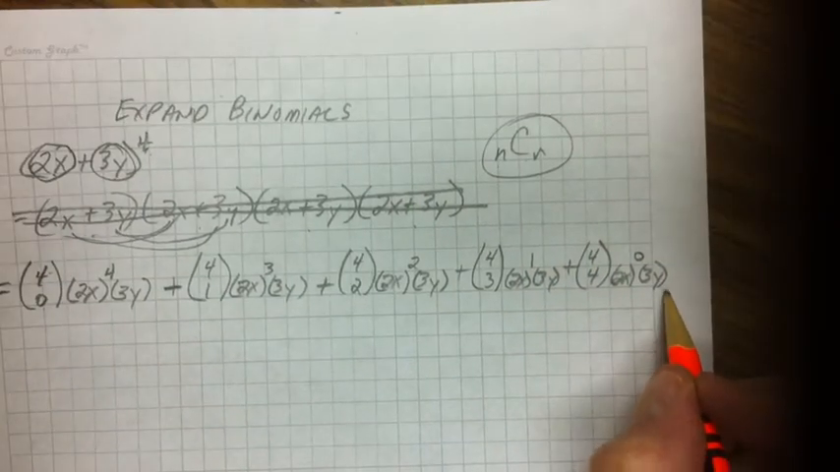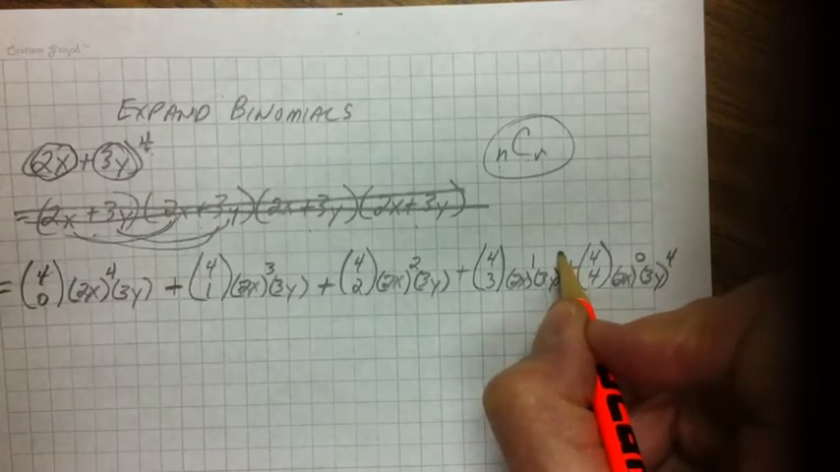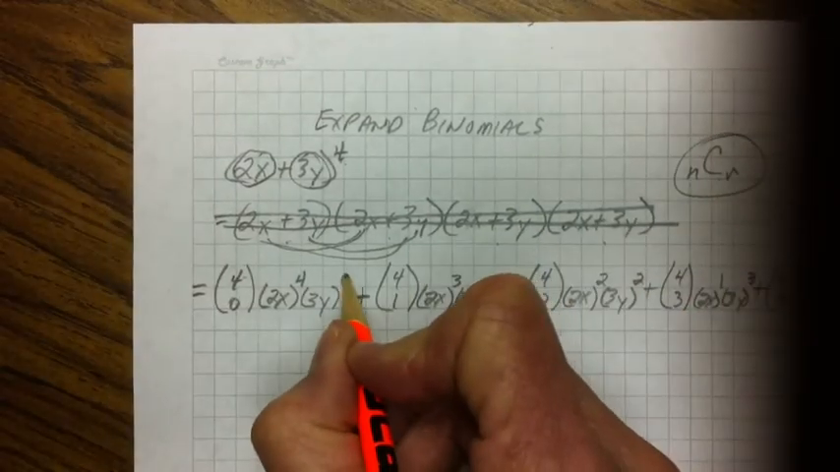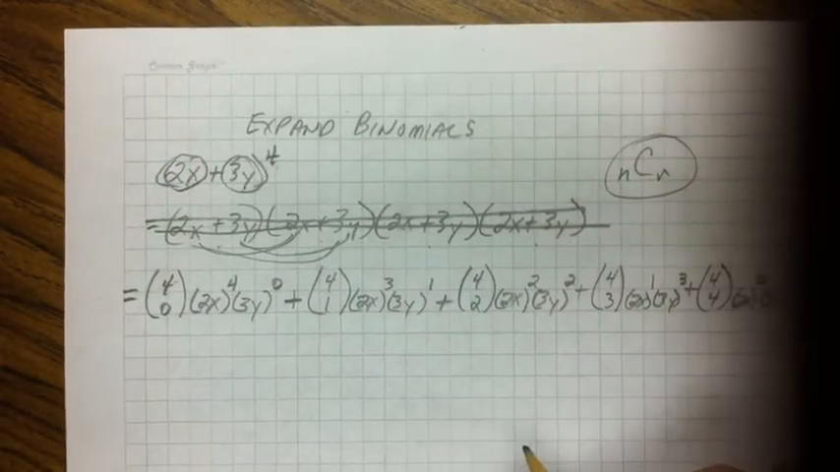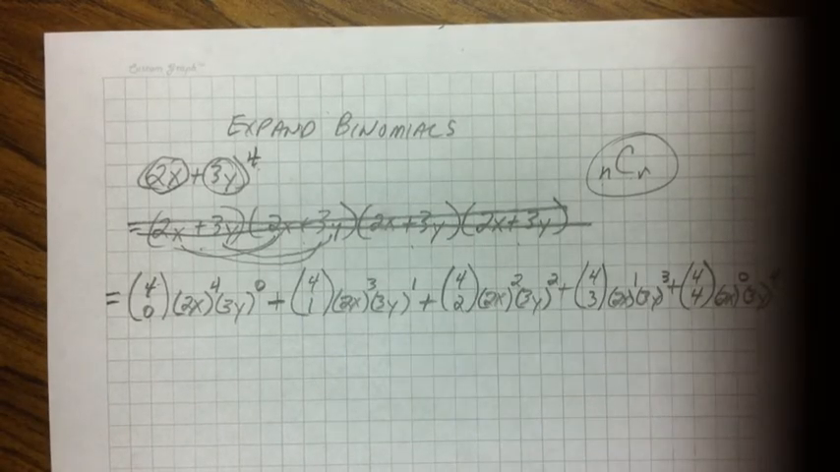Now the 3y groups do the same thing, but they go backwards. My 4 would start back here. Then this 3y group has a 3, this one a 2, this one a 1, and this one a 0. That's the substitution part. Now we just have a couple lines of math to do, and we've got it.